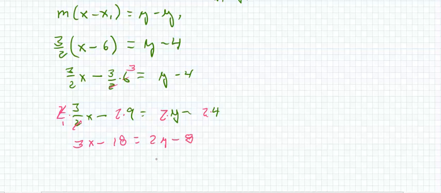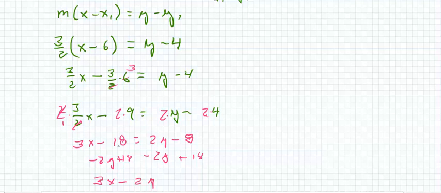Again, we want the y on the other side, minus 2y, minus 2y. Add the 18, plus 18, plus 18, and I end up with 3x minus 2y, these cancel, equals positive 10. Got it right this time. Equals positive 10. That's all there is to it.